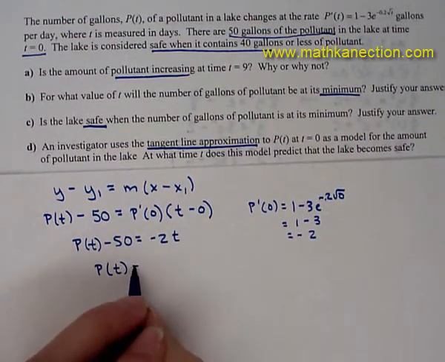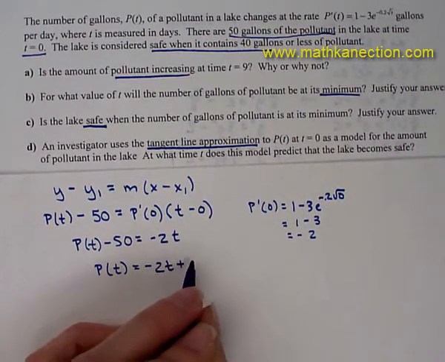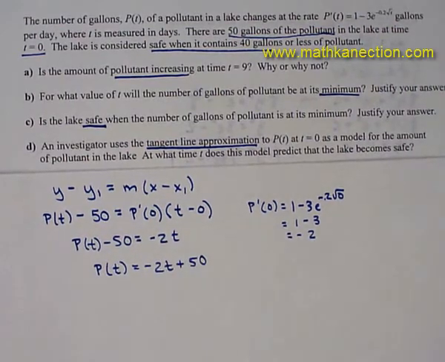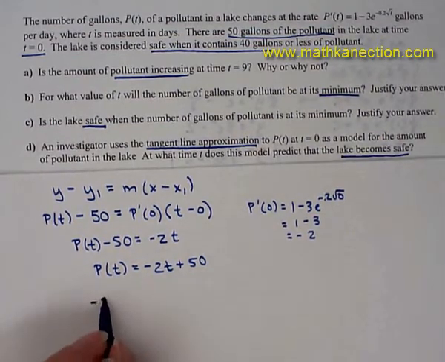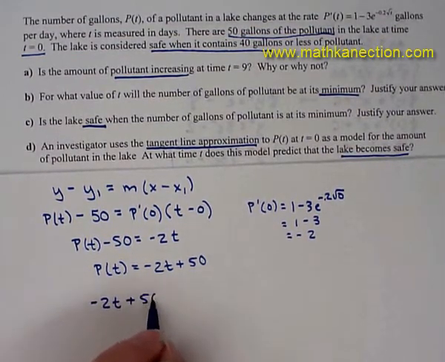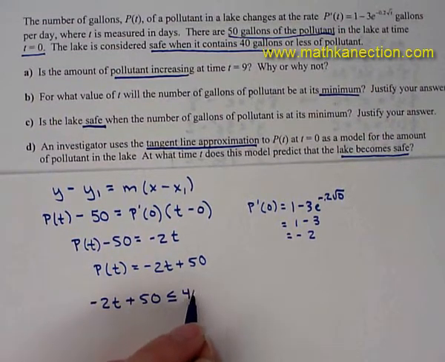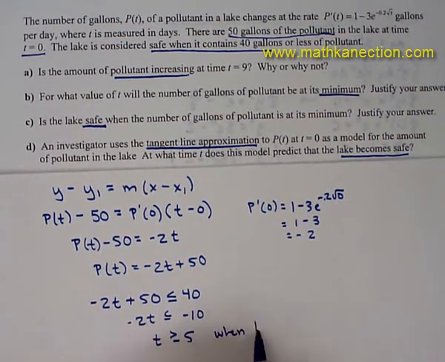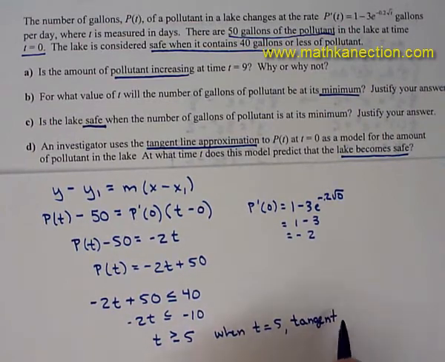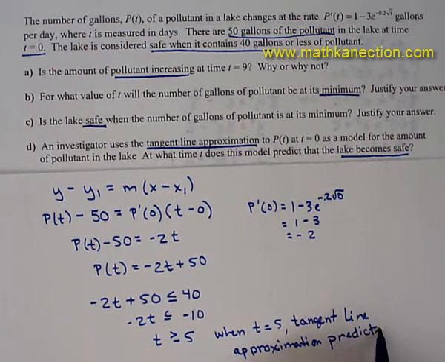So p of t is equal to negative 2t plus 50. Since we want to know when the lake is going to become safe, we want that p of t equation, negative 2t plus 50, to be less than or equal to 40. So negative 2t is less than or equal to negative 10. Dividing both sides by negative 2, time has to be greater than or equal to 5. So when time is equal to 5, the tangent line approximation will predict that the lake is safe.